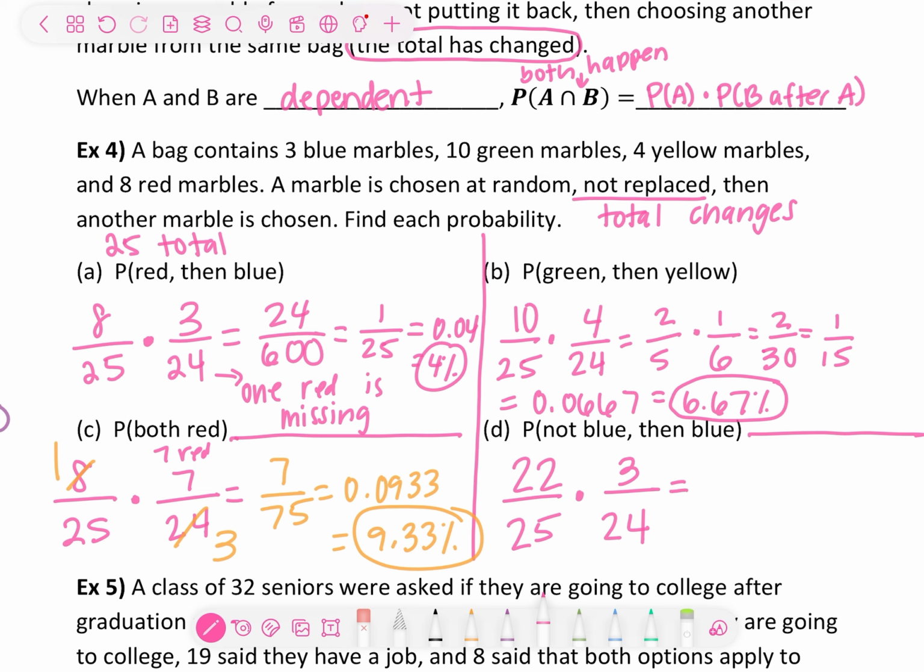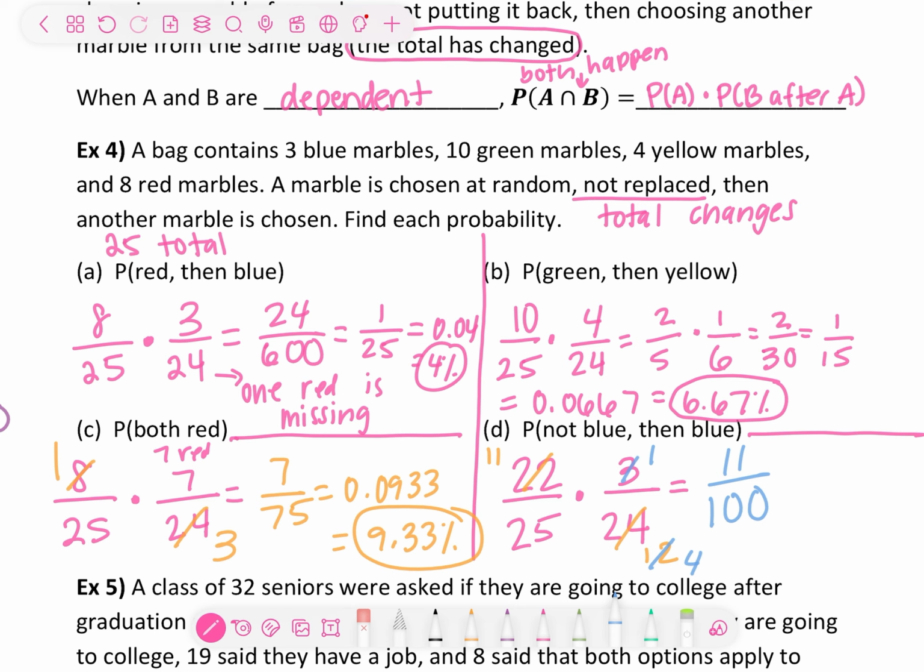Okay, I can simplify this a little bit if I want to. 22 and 24 have a 2 in common, so that's 11 and 12. And then 3 and 12 have a 3 in common, so that's 1 and that's 4. If you don't want to simplify like this ahead of time, you don't have to. You can just multiply numerator 22 times 3, and then 25 times 24, and simplify later in the calculator, however you want to do it. I'm just doing this to make it a little bit neater. So that means I'm going to have 11 times 1, which is 11, over 25 times 4, which is 100. So 11 divided by 100.